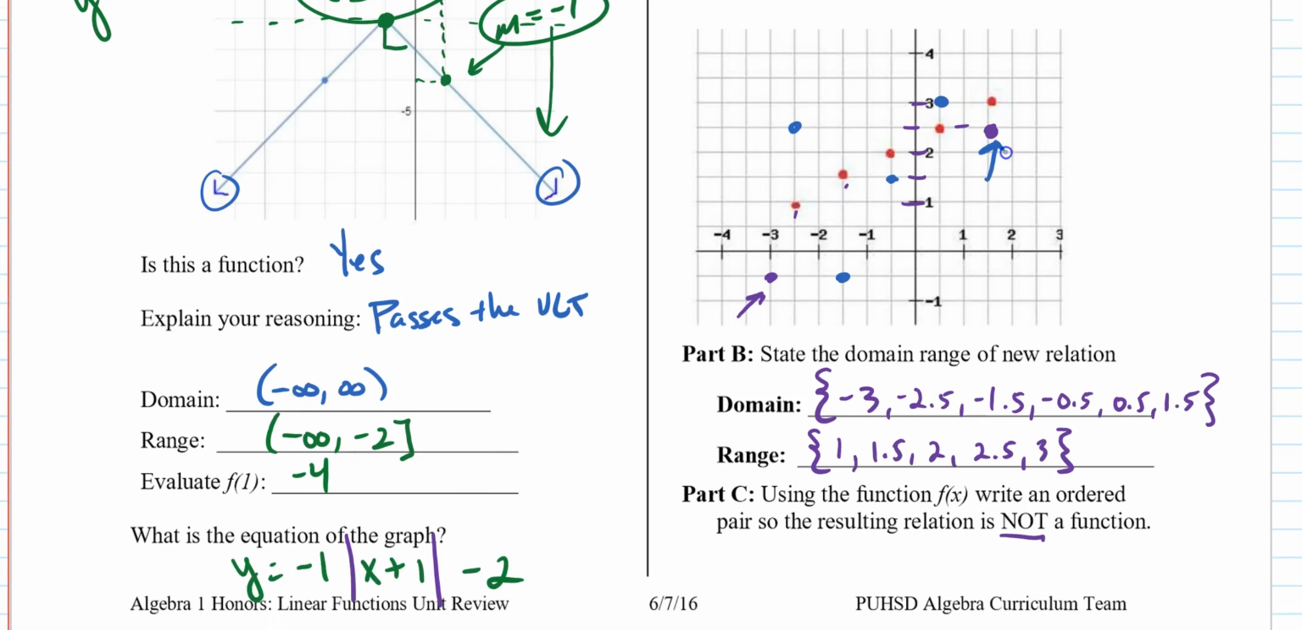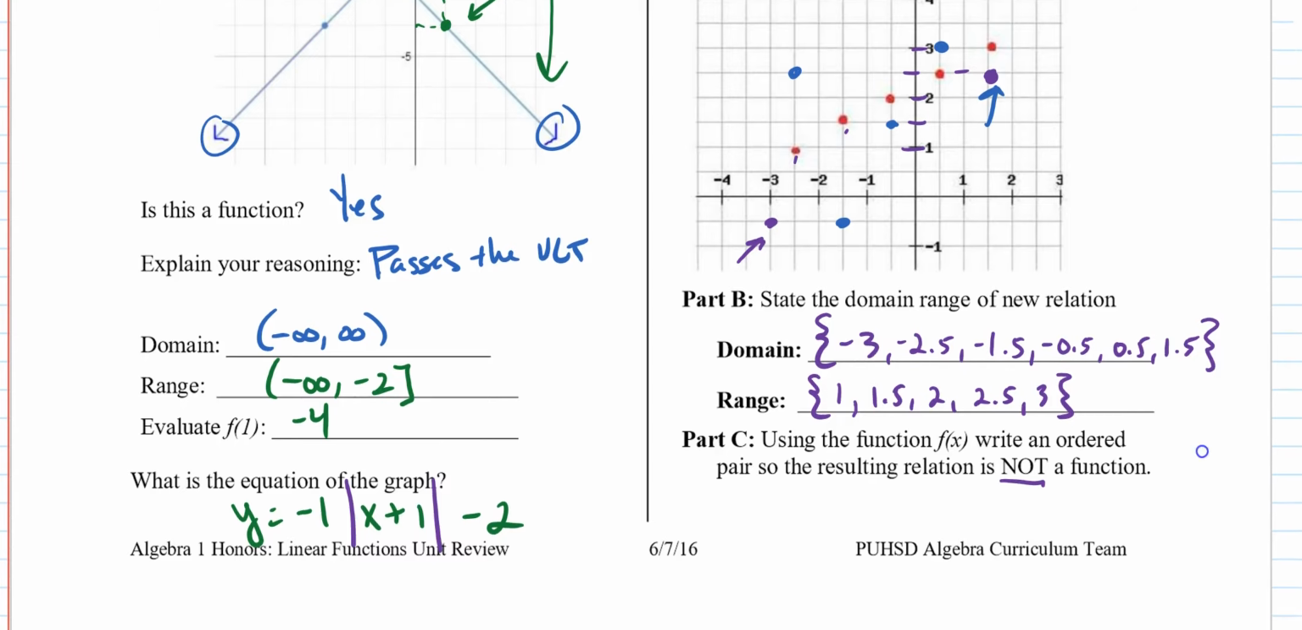I'm going to use the purple one that I made at the beginning, which is 1.5, comma, 2.5.